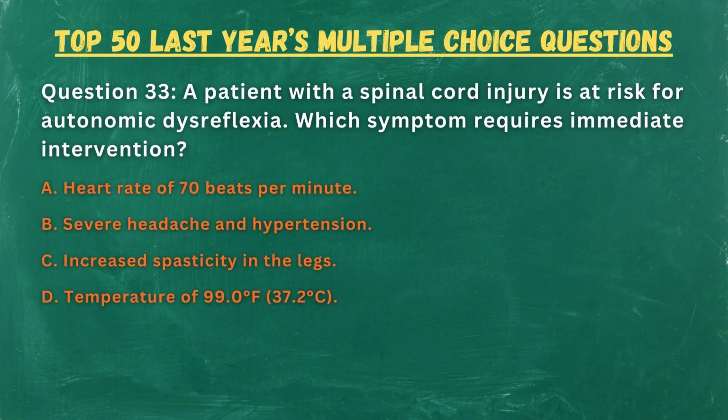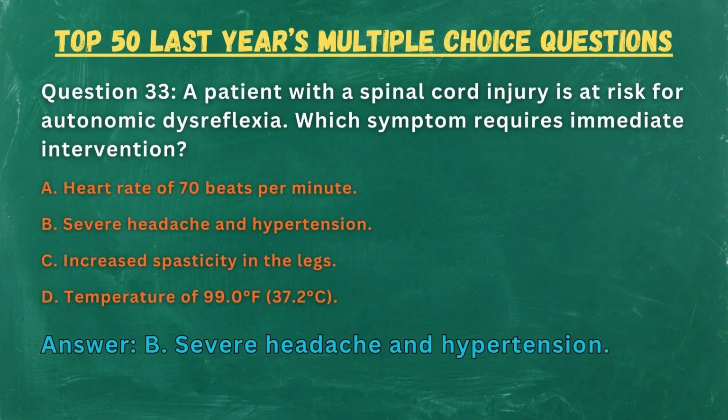Which symptom requires immediate intervention? A. Heart rate of 70 beats per minute. B. Severe headache and hypertension. C. Increased spasticity in the legs. D. Temperature of 99.0 degrees Fahrenheit, 37.2 degrees Celsius. Answer: B. Severe headache and hypertension.